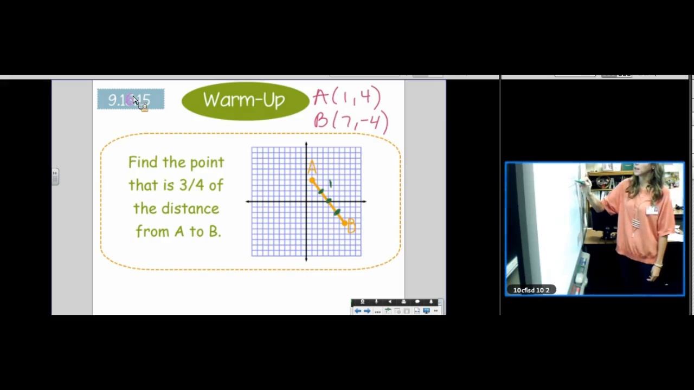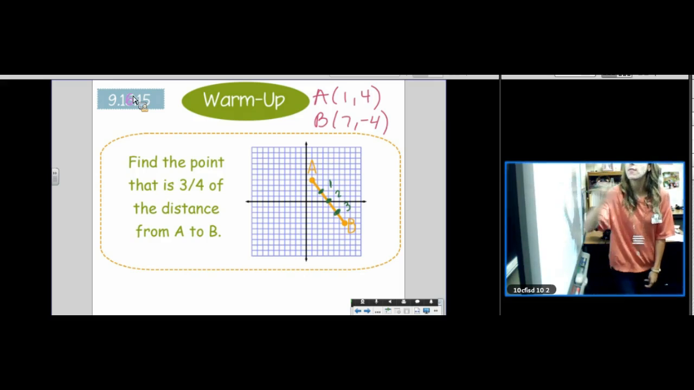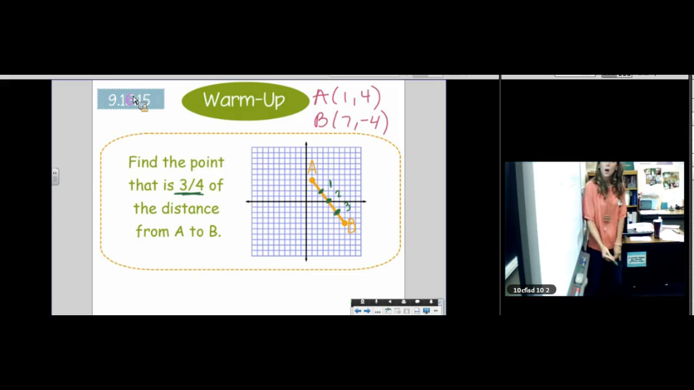Now, I'm going to name these dots. 1, 2, 3. Which dot are we looking for? If we want to be 3/4 of the way from A to B, are we trying to find dot number 1, dot number 2, or dot number 3? Dot number 3. What would dot number 1 be? This would be 1/4 of the way from A to B.